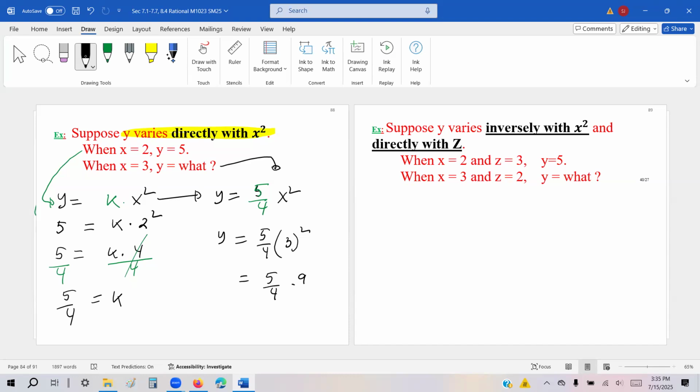And then many of you got confused about what to do. Well, you know below 9 you have a 1. That means you're going to make a sandwich. Multiply top with the top, bottom with the bottom. So y is 45/4.